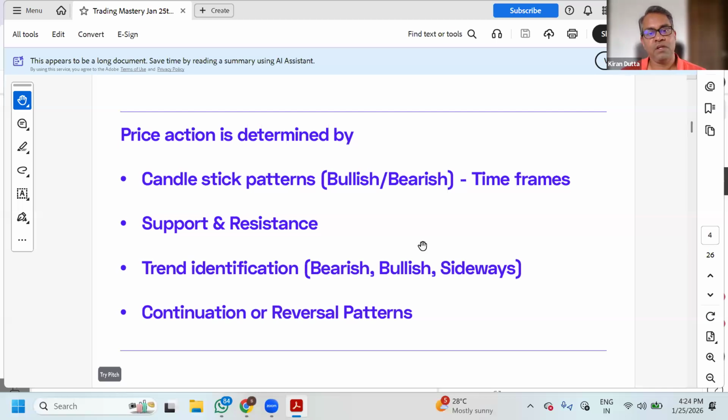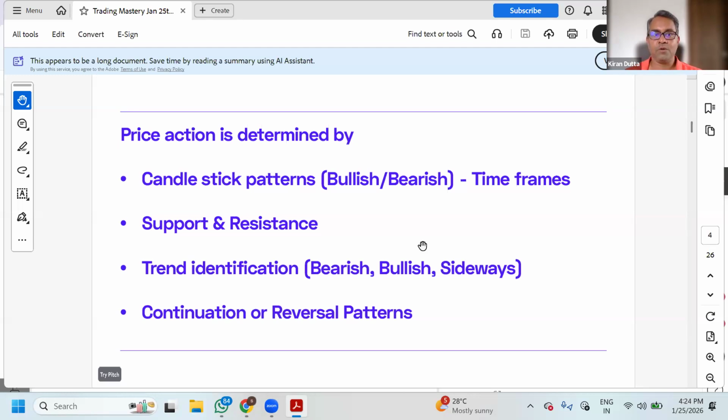Now we will slowly start building what to actually do in technical analysis. There are a bunch of things that we will learn and we will start doing. We'll start building it slowly.